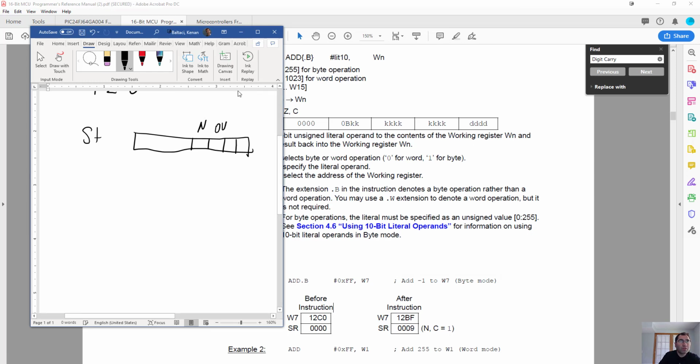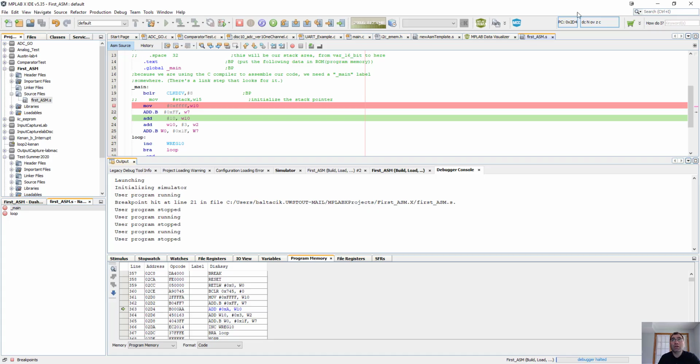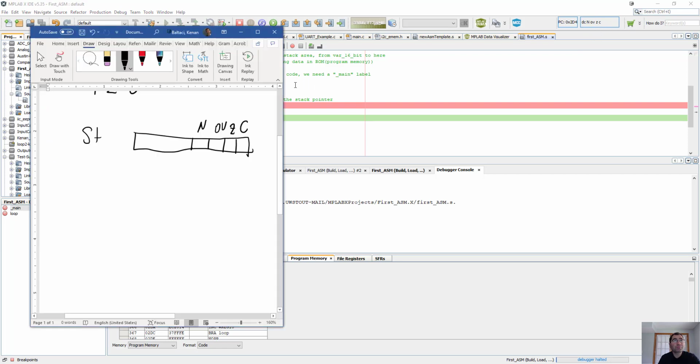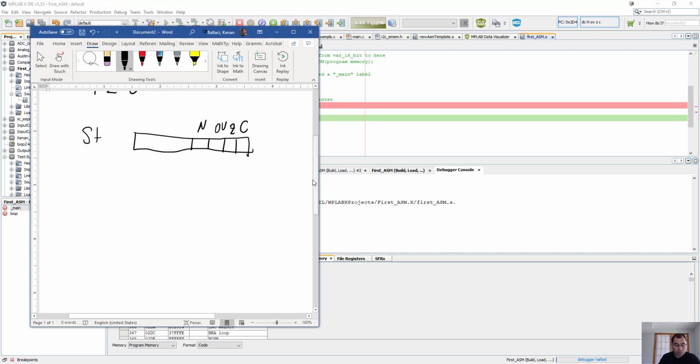N, OV, Z, and C. Actually, you can see the same thing here. It's in here: DC, N, OV, Z, and C. When you run things, you can see which flags are raised and which are not raised here in MPLAB X, and this is the order that you have. Again, usually we don't deal with the DC. DC is about binary coded decimal, and I can explain later. I don't want to take your time here much. Let's just focus on this one.